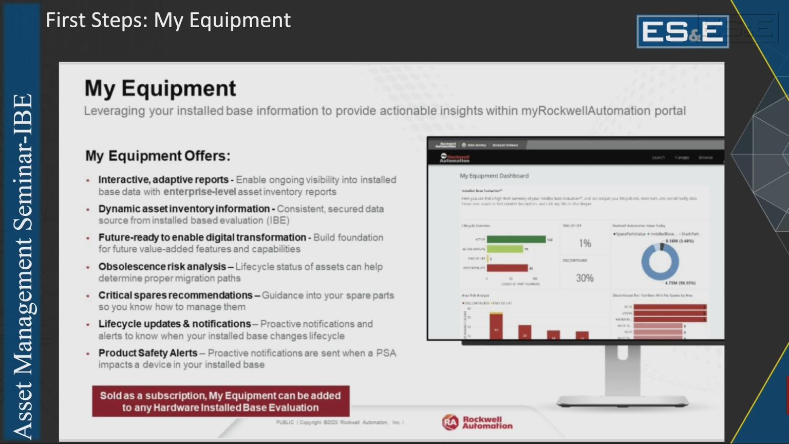So another thing that is an option with IBEs is the My Equipment. So an IBE is basically a static report for a point in time. That report is run at the time of collection, and this is what the life cycle status of your items are at this point in time.